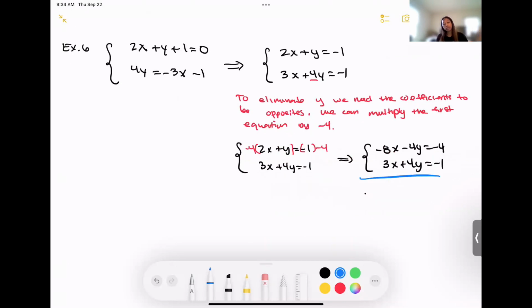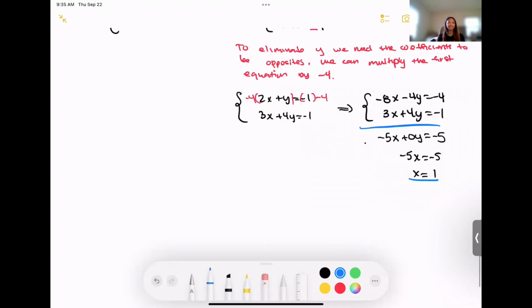All right, so now life's great. The y's have opposite coefficients. Let's add these together. Negative 8x plus 3x would leave us with negative 5x. Negative 4y plus 4y gives us 0y, and then negative 4 plus negative 1 is negative 5. So we end up with negative 5x equals negative 5. All right, then we can solve this. Negative 5x equals negative 5, and x equals 1. Yay, we have half of our solution here.